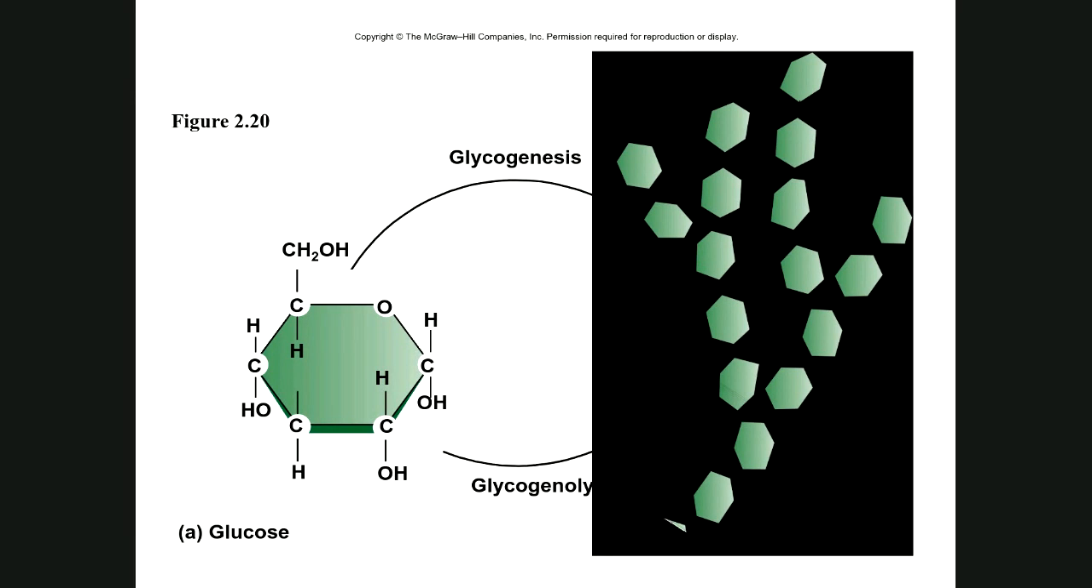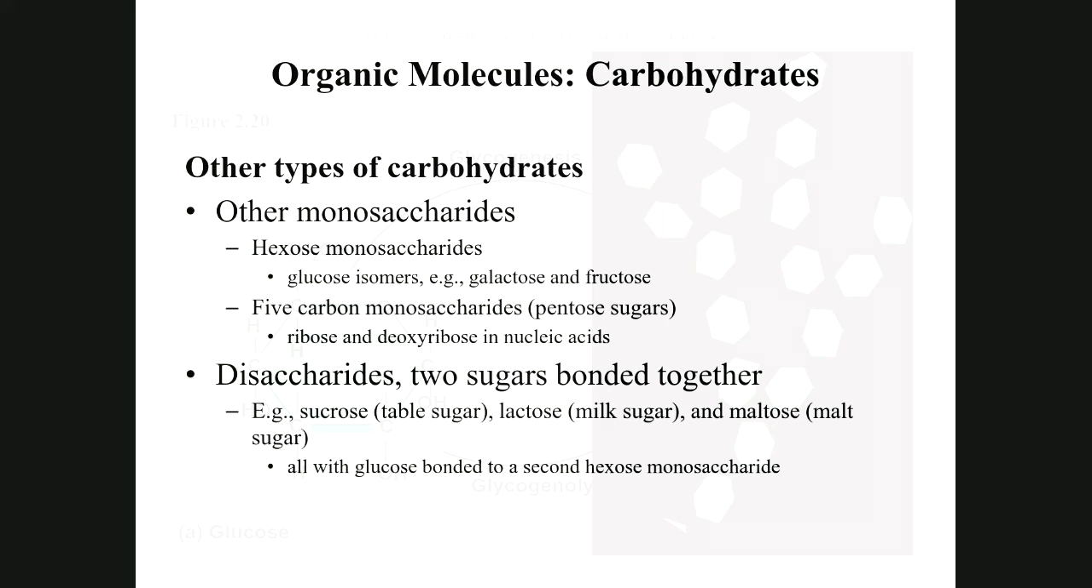So here's an image showing you one glucose, and then here's trying to show you a chain of glycogen. There are carbohydrates. We're not really going to talk about these too much right now. Again, the disaccharides are just two monos together. We'll talk about these more when we get to digestion and metabolism and things like that.